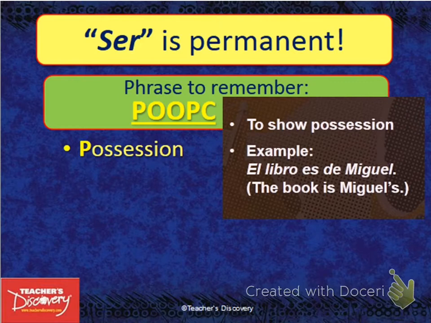When we use possession, if we wanted to say it is Miguel's pencil, or in this case, you can look at the example here. The book is Miguel's. It's Miguel's book. So we have to get rid of that apostrophe s by using the word de. That'll always be a clue for ser. What does that mean? Of or from. Of, in this case, talking about possession. From, talking about origin, which will always be a clue for ser as well. But look here, the word for is going to be the ser word.